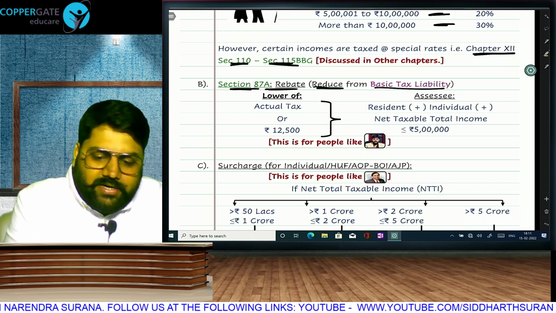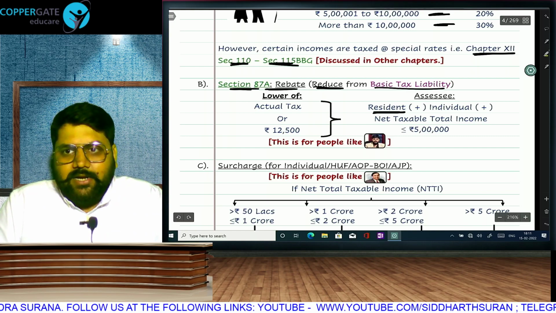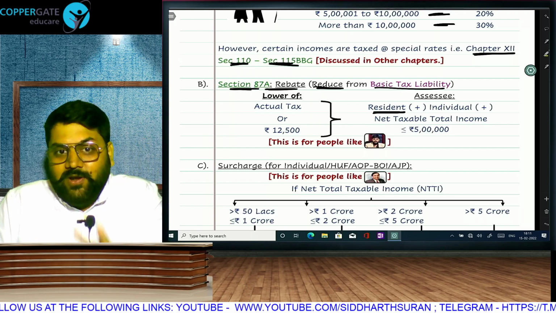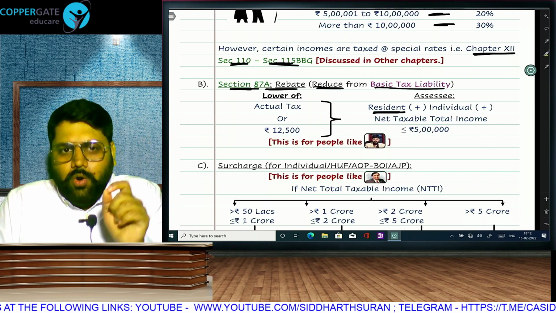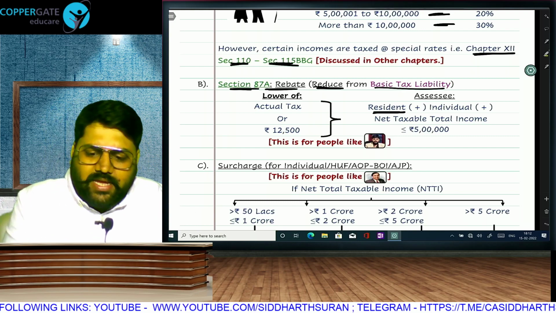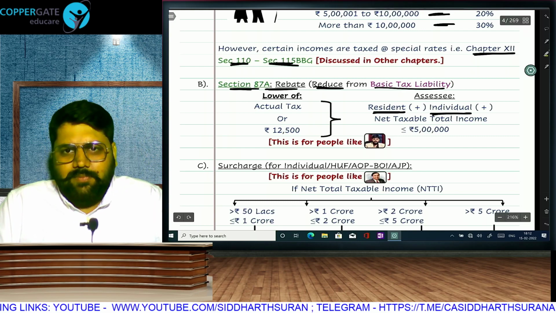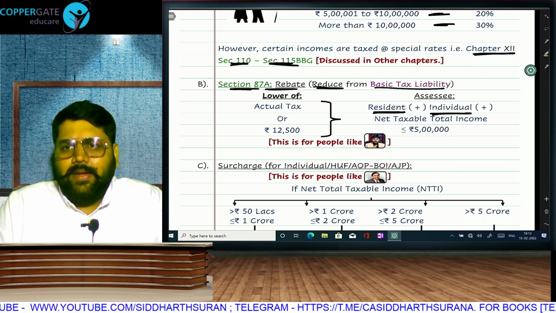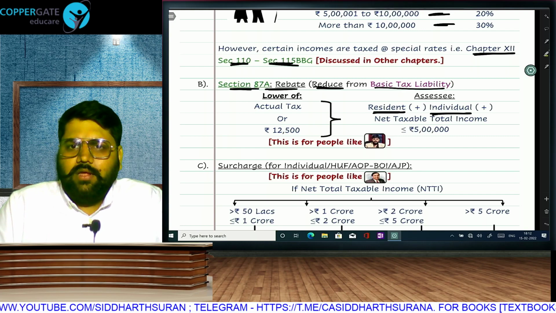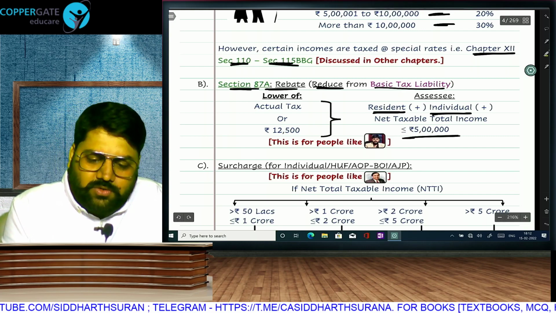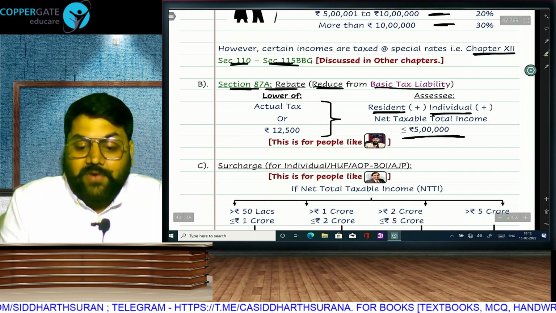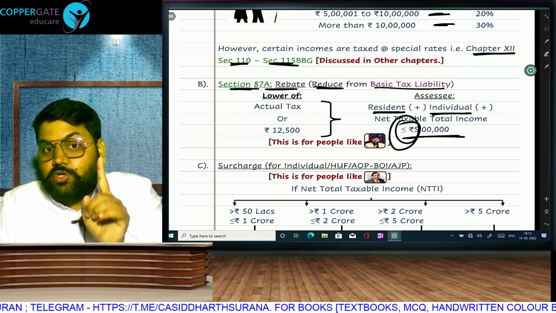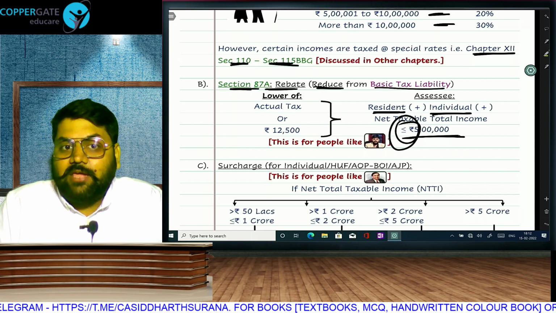What are the conditions? Condition 1, you have to be a resident. So a non-resident will not get the higher basic exemption if senior citizen, and will not get rebate. Rebate is available only and only if you are a resident. Second, you have to be an individual. Rebate will not be available if you are HUF, AOP, BOI, company, firm. Rebate is available only and only if you are an individual, and your net taxable total income is up to rupees 5 lakh. Up to means less than or equal to, means if your income is equal to 5 lakh also the condition is satisfied. Be very careful about this.